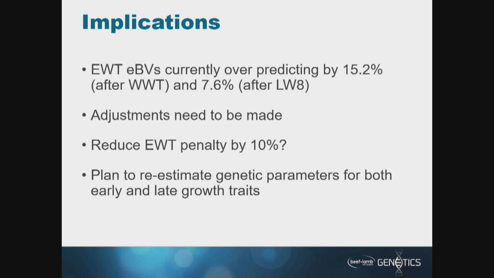The 10% that Cheryl spoke about earlier, the 10% that she put into her index changes, was based on the outcome of this research. An interim measure might be to drop the economic weight by 10% to account for this over-prediction. Ultimately, though, it would be best to re-estimate the genetic parameters to actually see what's causing the over-prediction of estimates of genetic merit for ewe weight in young selection candidates when you're making your decisions about which animals to keep.